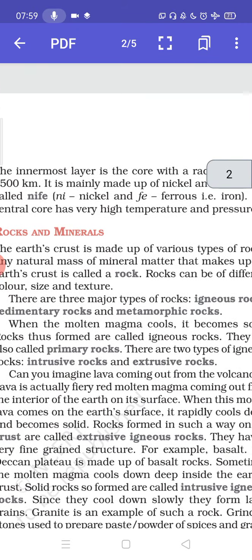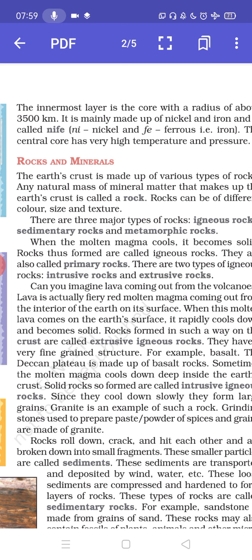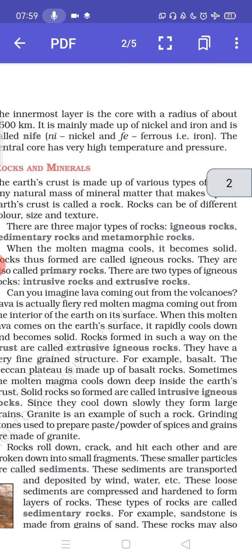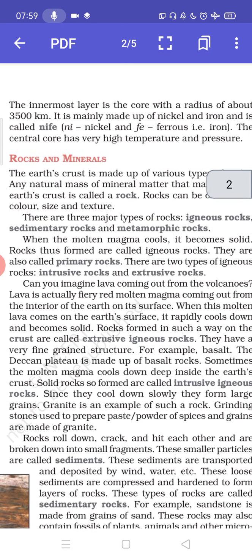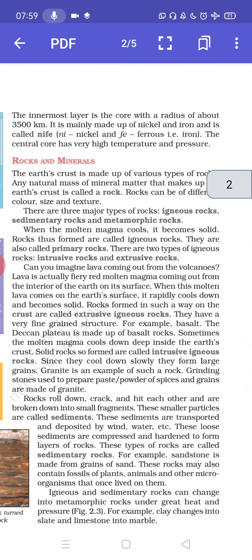The innermost layer is the core with radius of about 3,500 kilometers. It is mainly made up of nickel and iron and is called Nife. Nickel and iron. Iron, the scientific name is ferrous, that's why Fe. The central core has very high temperature and pressure. Rocks and minerals. The earth crust is made up of various types of rocks.